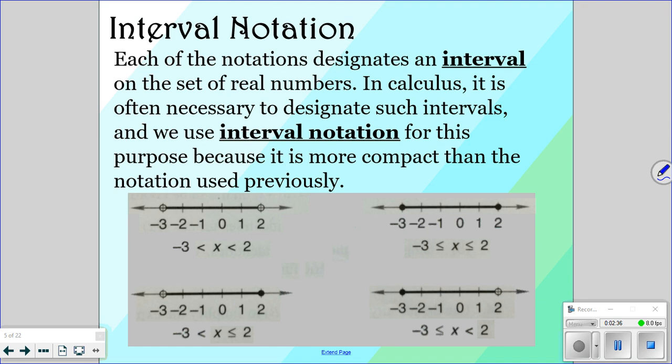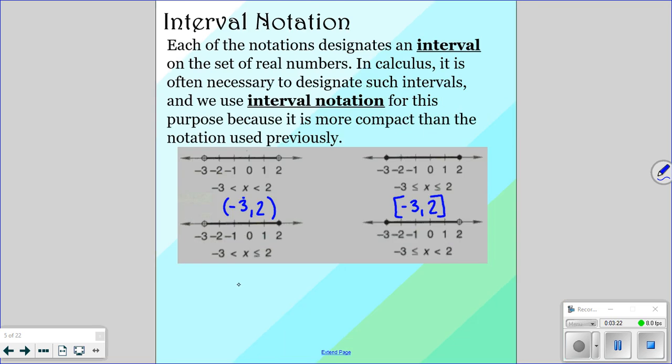In calculus, we use interval notation because it's more compact than the notation they have written here. So the interval notation for this is going to be (-3, 2). We started at -3 and we ended at 2. It's in parentheses because they are open circles. We do not include -3 and 2. Over here, the interval notation would be [-3, 2] with brackets around it, and the reason it's brackets is because they are closed circles.